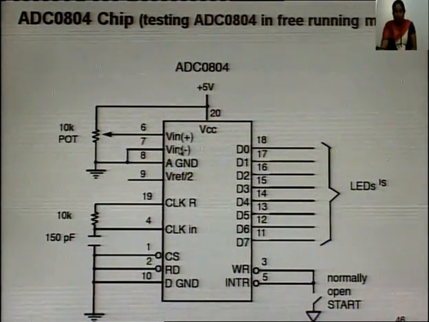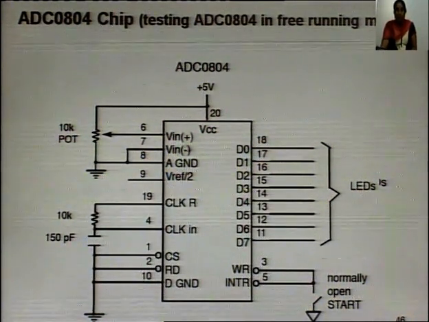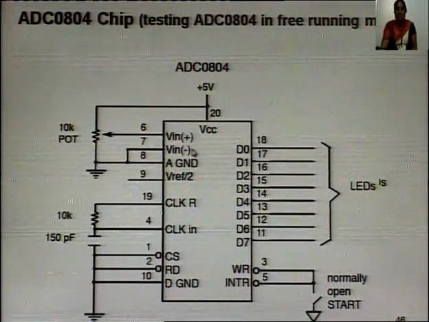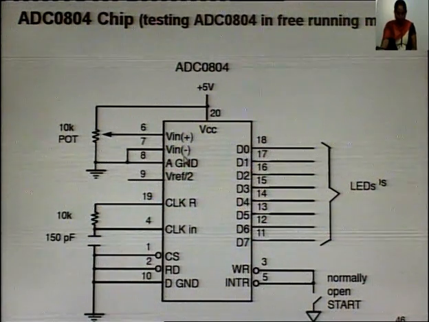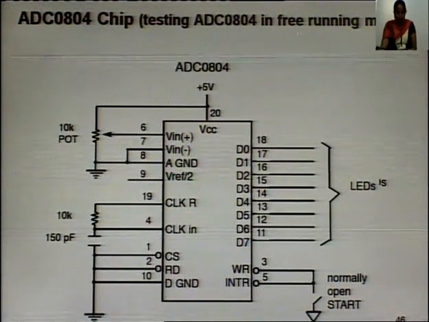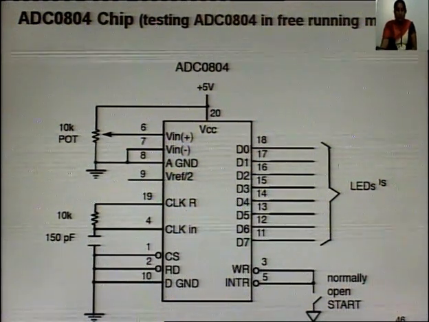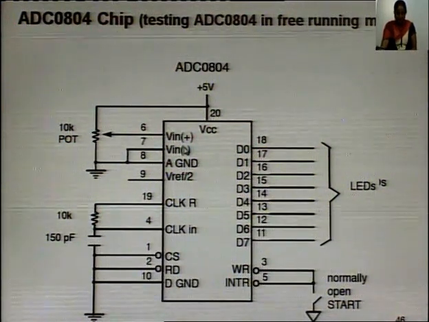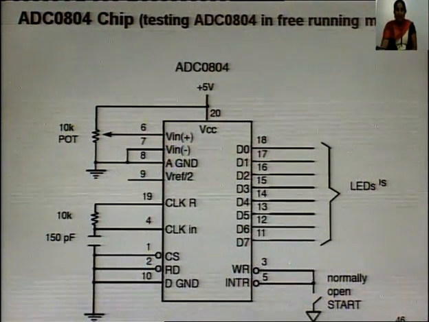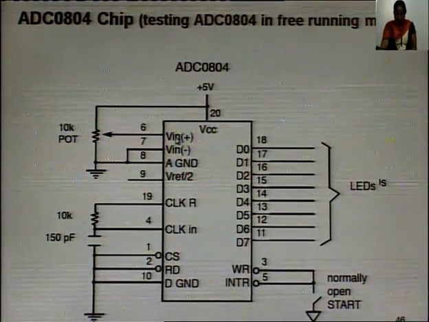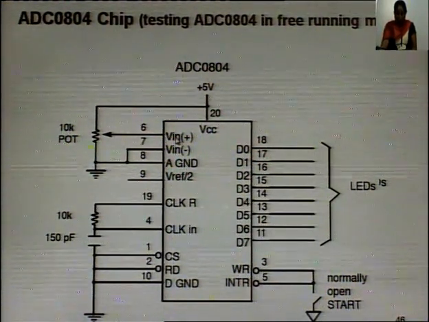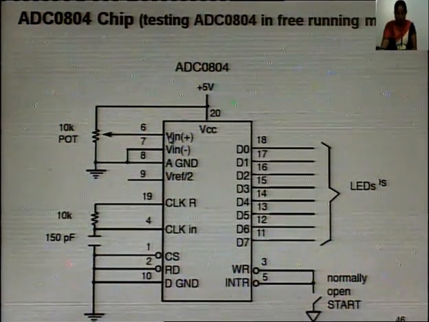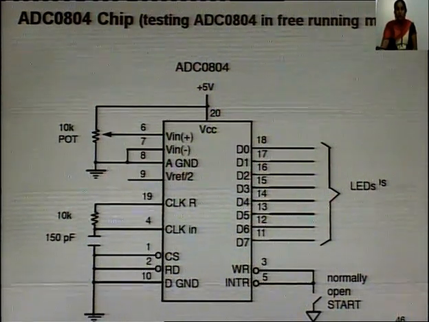After that, we have these V in positive and V in negative. These are differential analog inputs. Often V in negative is connected to the ground and V in positive is used as the analog input. It is used as analog input to be converted to digital.